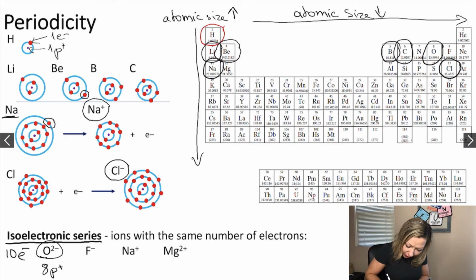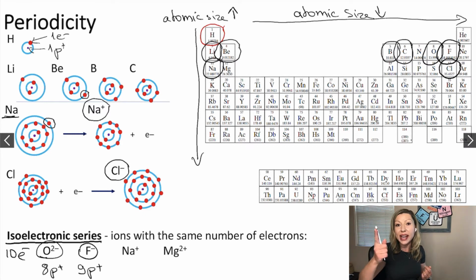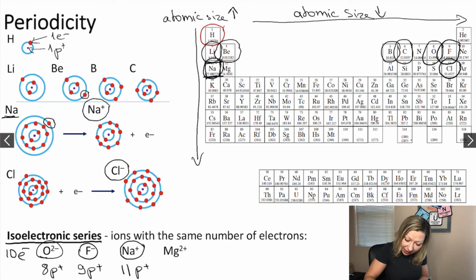Let's take a look at the fluoride ion, F minus. It's right here in the periodic table. How many protons do we have? 9, right? So 9 protons, and because it has only one negative charge, we have 10 electrons. Then Na plus, the sodium ion, it's right here. We were talking about it already. Na plus has 11 protons because this is the 11th element. And then the magnesium cation, Mg2 plus, is going to have 12 protons.